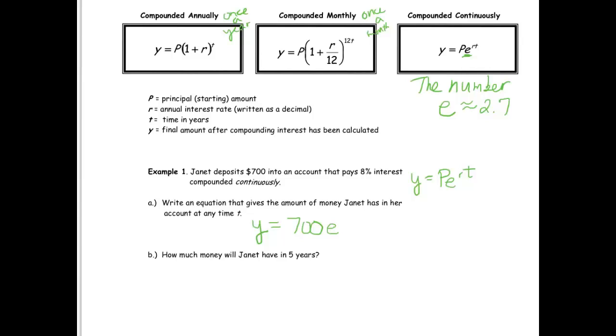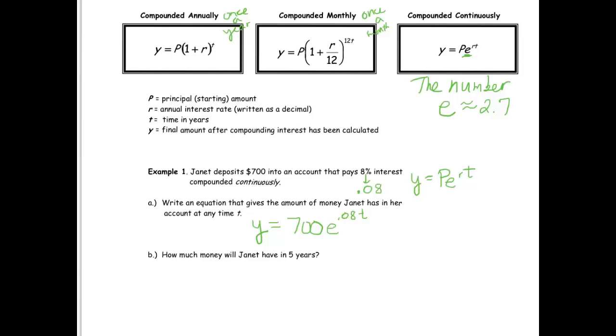R stands for the annual interest rate, written as a decimal. So what do I have to do with this 8%? I'm going to move that decimal over 2 places to the left. So now it's 0.08. And I'm going to put that as an exponent, so I'm going to make sure to write that small and kind of elevated right there. And t is the time, which we don't know, so I'm going to leave that as t. Perfect. So we have our equation.